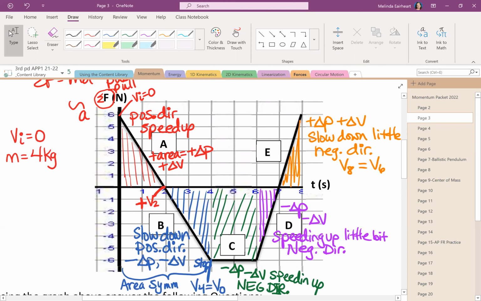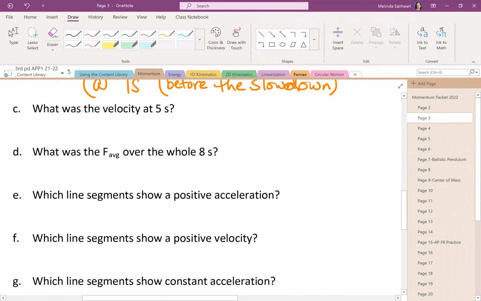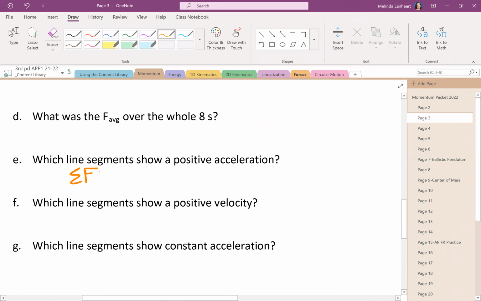Why A and E? Am I looking at slope? What are we looking at? Force is positive. So remember Newton's second law, F net equals ma. If you want a positive acceleration, you have to have a positive force. Final answer, A and E.